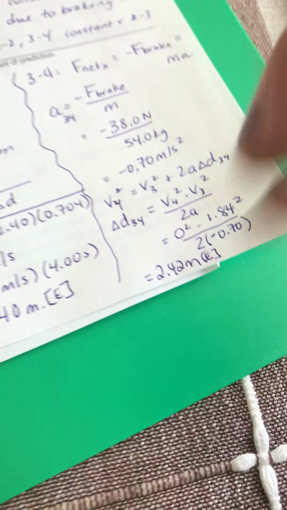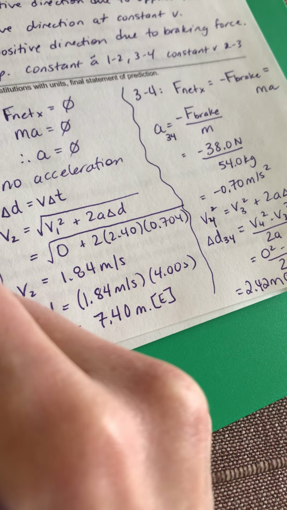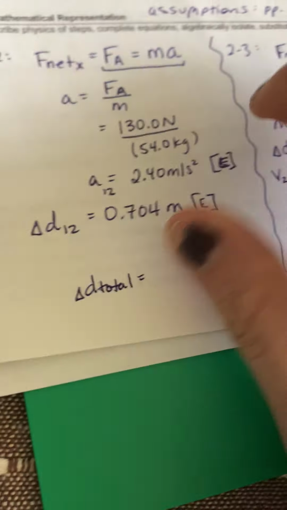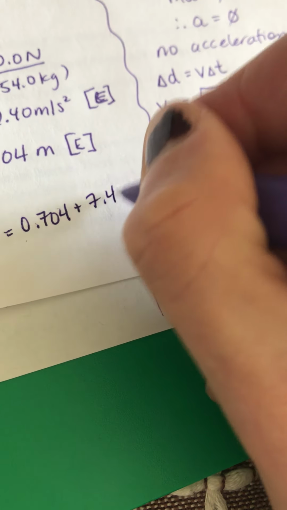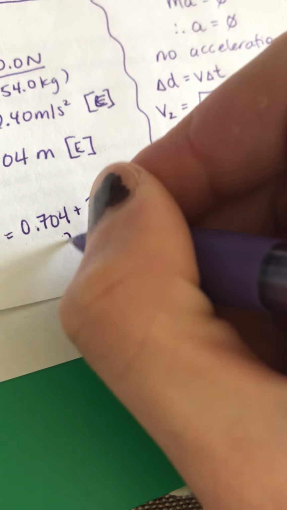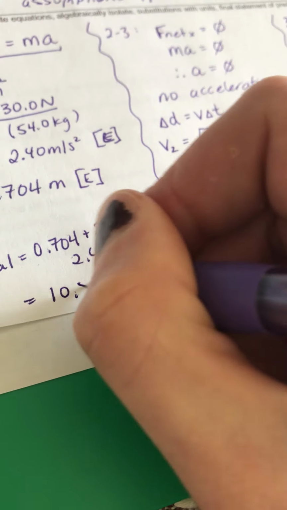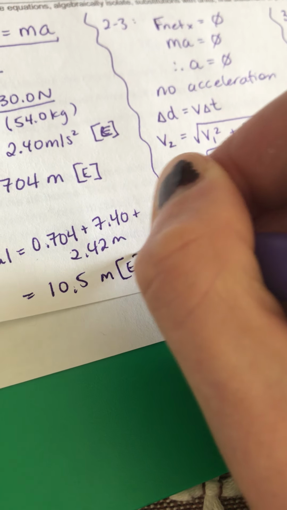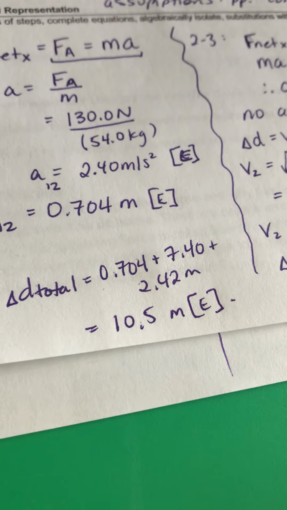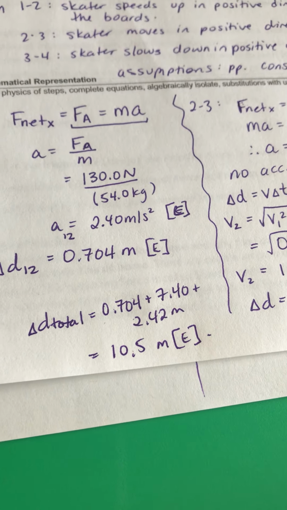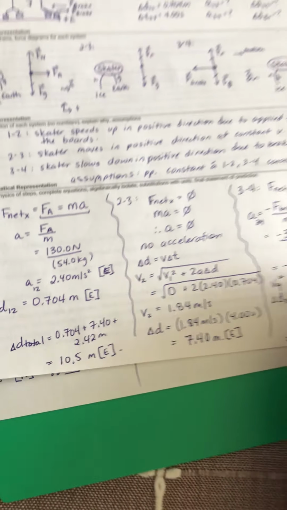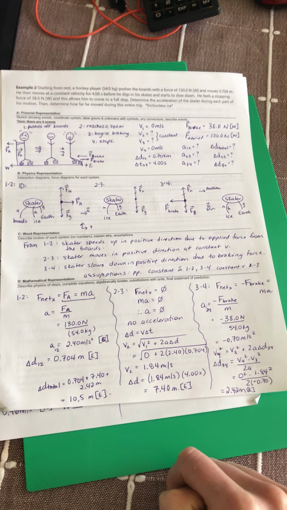Okay, and so total d, I'm going to do it over here because I've run out of space. So our total d is going to be 0.704 plus 7.40 plus 2.42. And those are all meters in the eastward direction, giving me about 10.5 meters in the eastward direction. More or less with some rounding. Awesome. Pretty loaded question, I would say.